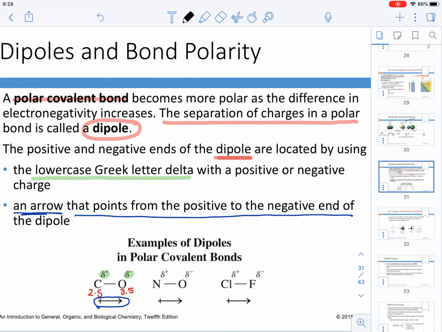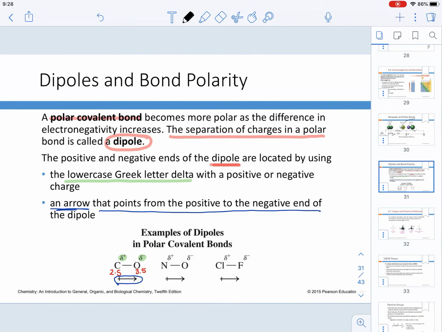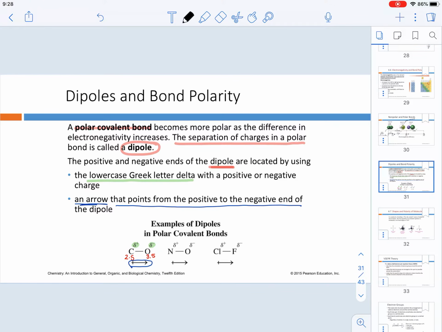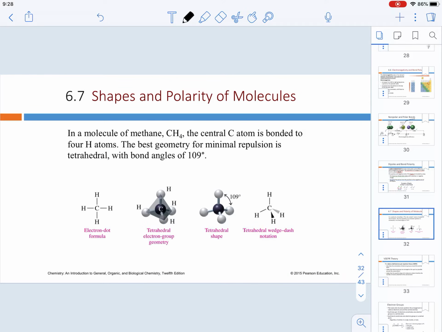Now, why is this important? The polarity that is present in a bond can help us understand what is overall going to happen in the context of these molecules being present as a whole in a Lewis structure. So again, this is only utilized for polar bonds, and we know how to determine the type of bond by looking at electronegativity differences. Okay, so the next topic that we're going to cover is shapes and polarity.